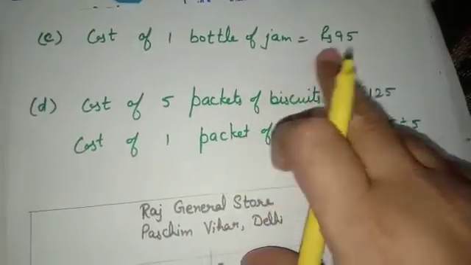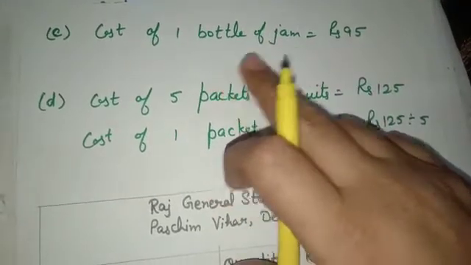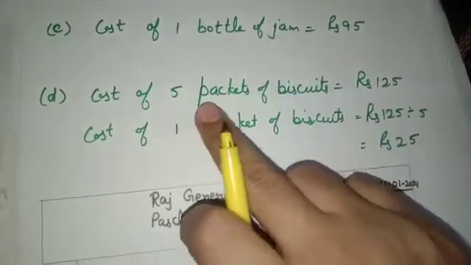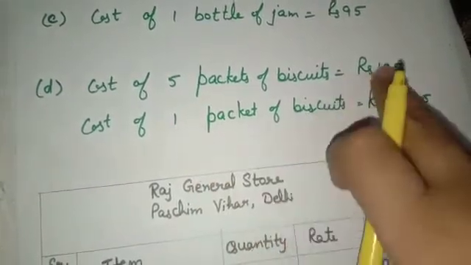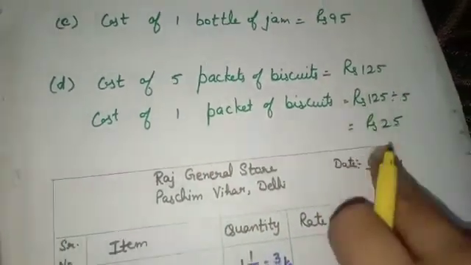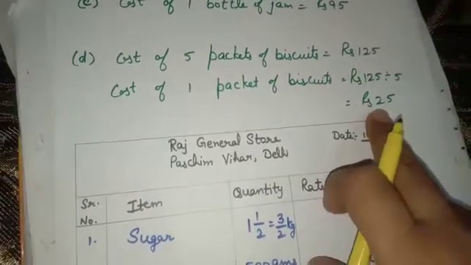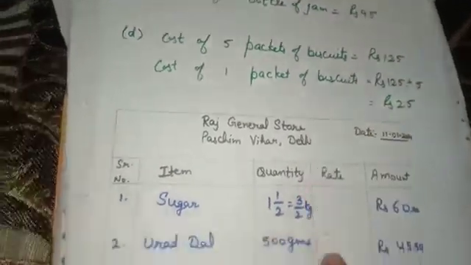In the C part, cost of 1 bottle of jam is given. For 1, rate and amount is same. Cost of 5 packets of biscuits is given. Cost of 1 packet of biscuit is to be found out. So we will divide. Okay. Now we will use all these rates in our bill.